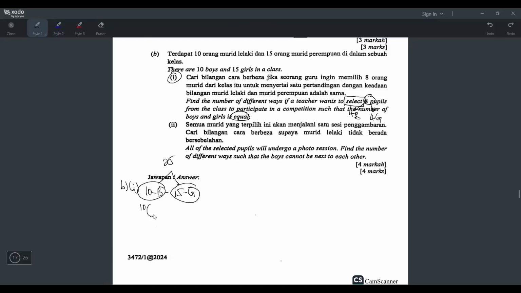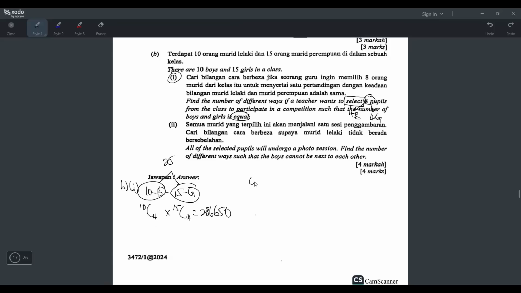So from 10 boys, you have to choose 4 boys. 10 choose 4. And then from 15 girls, you choose 4 girls. And then times them together, and then you get the answer. Okay, you can press this in your calculator. Let me press. My calculator gives me 286650. So that's the answer.